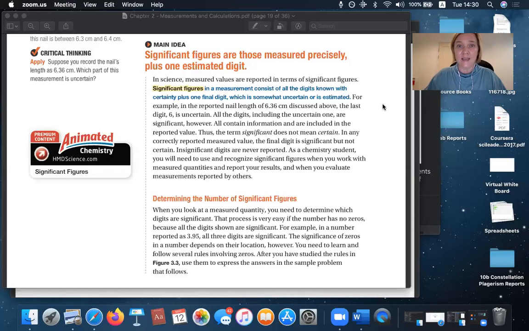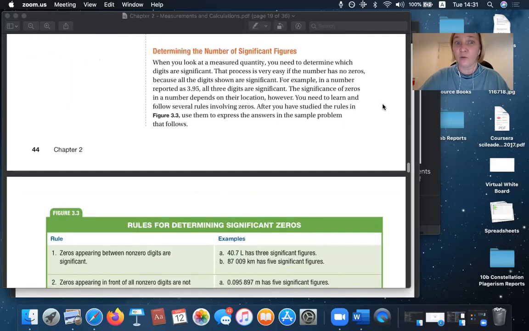So if I say I measured 10 liters of water, or if I say I measured 9.9 liters of water, 9.9 would be more accurate than 10. Unless I say I measured 10.0 liters, that 0.0 gives it more accuracy. And there are rules for determining how many significant figures are in a measurement. So I wanted to go through those rules with you.